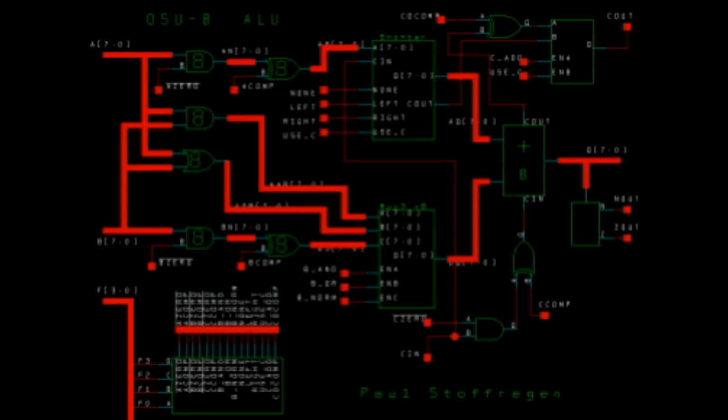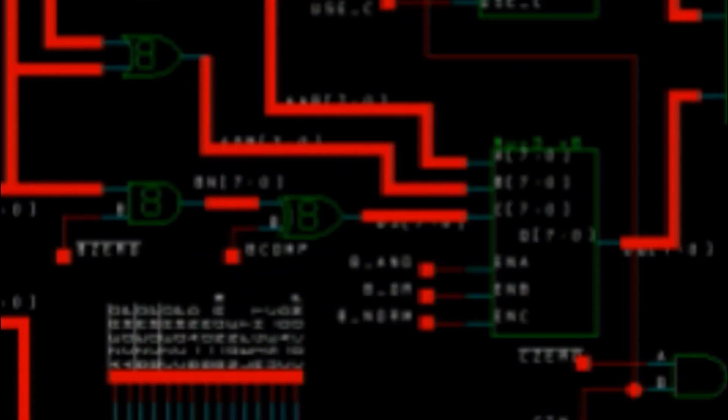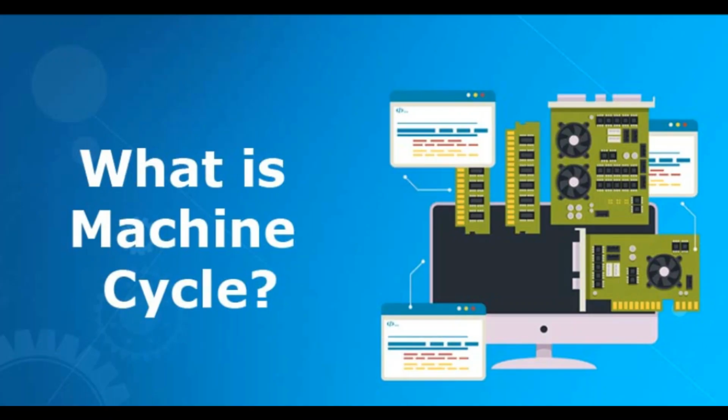The ALU includes a group of registers, high-speed memory locations built directly into the CPU that are used to hold the data currently being processed. Each time the CPU executes an instruction, it goes through a series of steps. The completed series of steps is called a machine cycle. A machine cycle itself can be broken down into smaller cycles: the instruction cycle and the execution cycle.